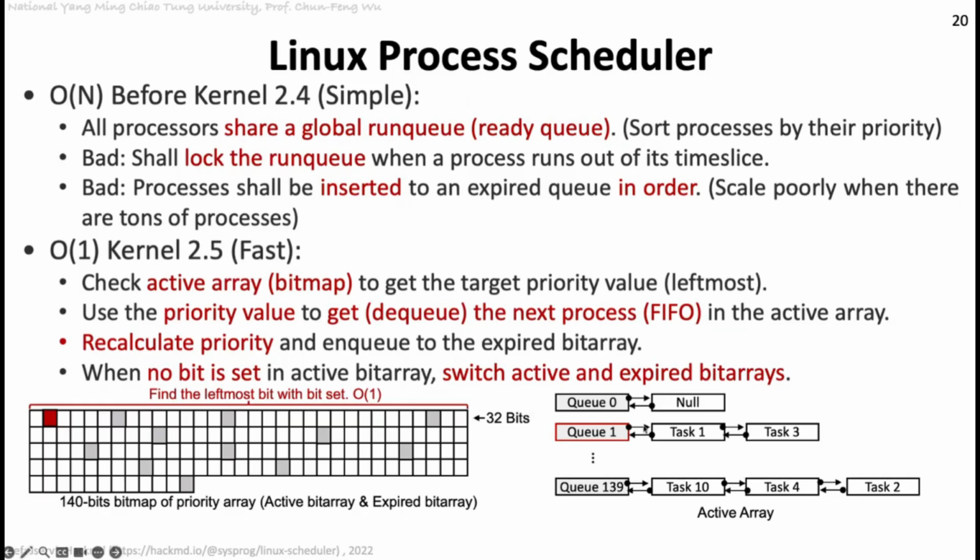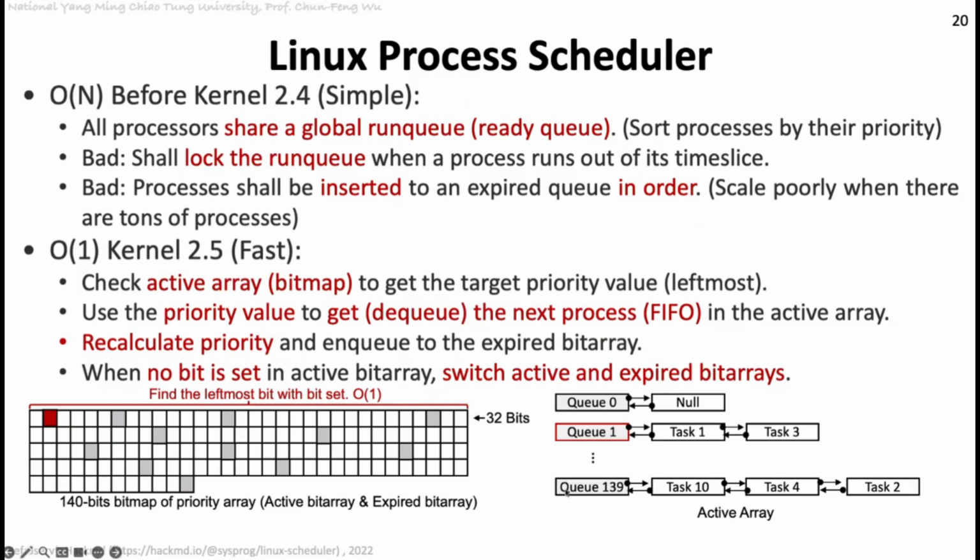We will schedule all these processes out, and when there is no process in the active array, on the left-hand side, the active bit array part, if no bit is set, then we will switch the bit arrays. We will switch this active set to say, hey, that will become the expire one. So the expire one will become the active one at that time.